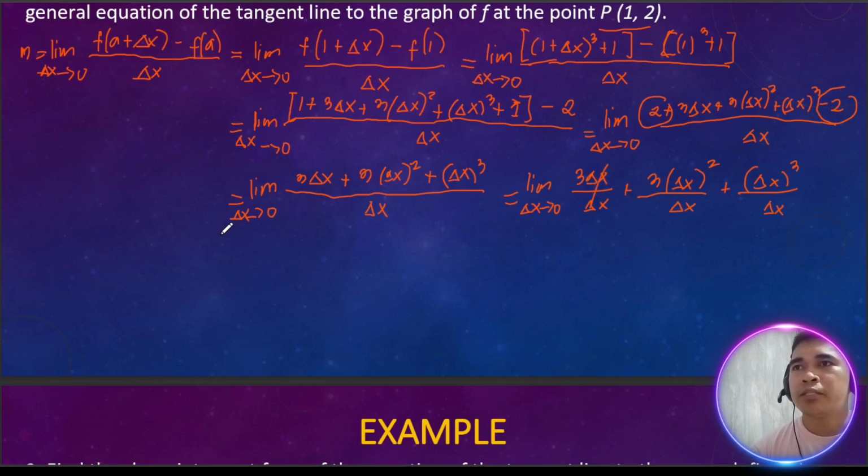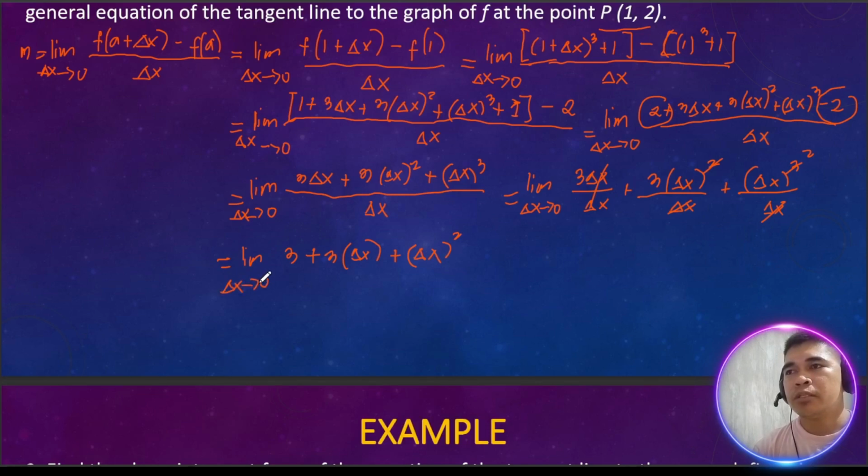So here, we can cancel delta x. We get the limit of 3 plus 3 times delta x plus, here, the delta x cube over delta x, so delta x squared only, as delta x approaches 0. Now, we can find the limit. So, we know the limit of 3, that is a constant, is 3. And delta x here is 0, so 3 times 0 is 0, plus the square of delta x, which is 0, so 0. So, our slope is 3.